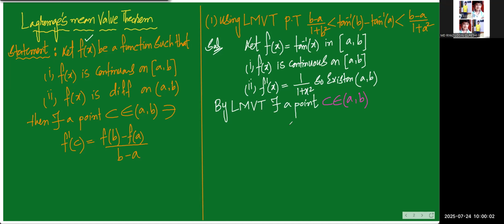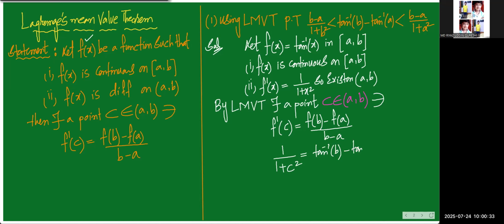such that f dash of C is equals to, f of b minus f of a by b minus a. f dash of c means 1 by 1 plus x square, x can be replaced with c, so it's 1 by 1 plus c square. F of b value, if you see tan inverse of b we get, f of a value is tan inverse of a we get, okay, by b minus a must be as it is. Equation number 1 we called it as.